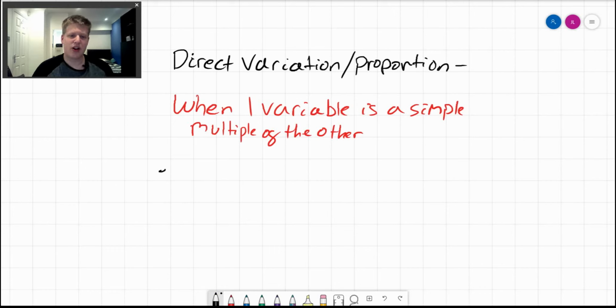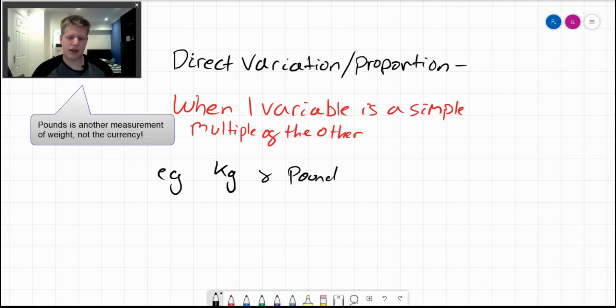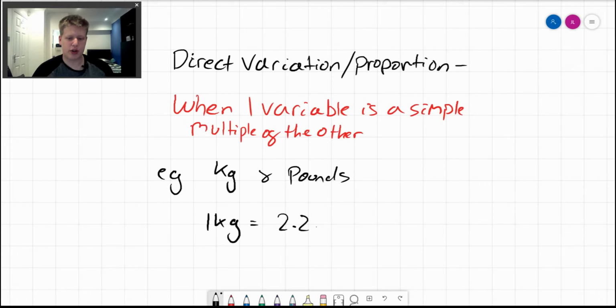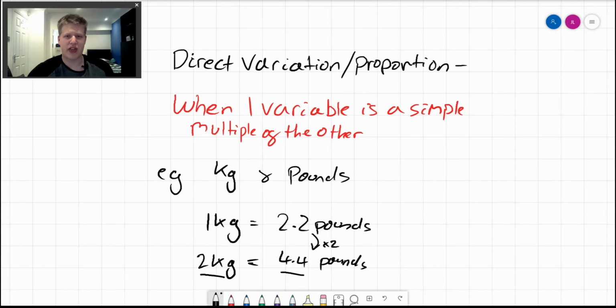A classic example is the direct variation between kilograms, a measurement of weight, and pounds, because 1 kilogram is equal to 2.2 pounds. You can see that the pounds is just a multiple of the 1 kilogram. So for example, if you wanted to know how many pounds are in 2 kilograms, you just multiply this by 2 to get you 4.4 pounds. This is what direct variation is, when one variable, like this, is a simple multiple of the other.